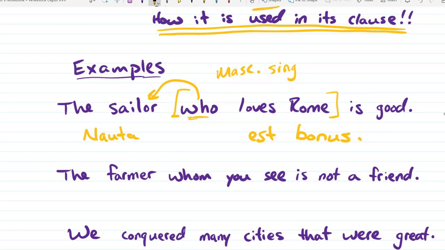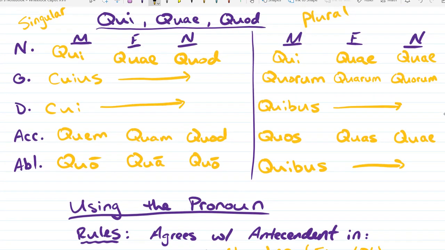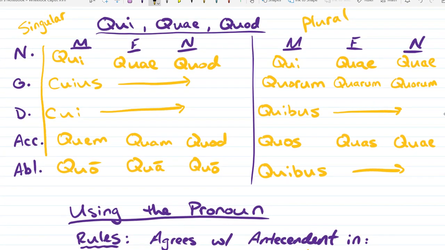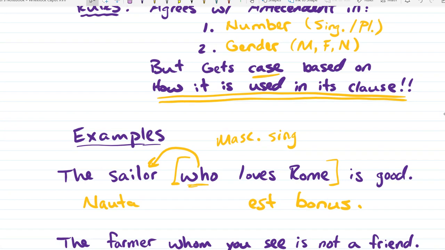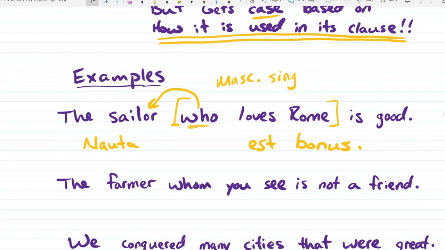So that means that if we go back to this chart over here, the masculine singular chart, we're dealing with one of these here. Okay. And now we're going to say that's agreeing in number and gender. Okay. But how it gets its case is based on how it's being used in this. The easiest thing to do is to put your subject in and swap it in here to figure out how it's being used in the sentence.